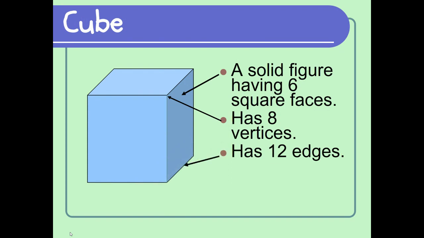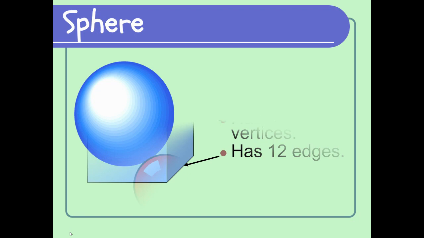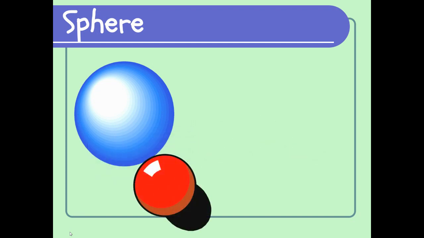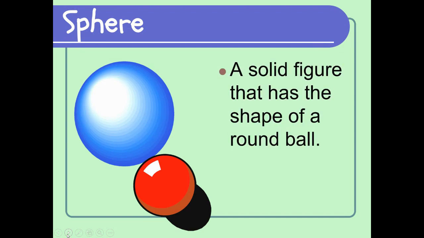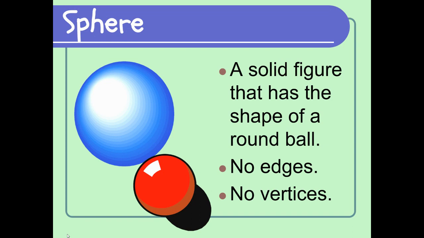All right, moving on to our cube. Our cube is a solid figure that has 6 square faces. It has 8 vertices and 12 edges. Our sphere is special, just like the circle. It has nothing. It has 0 faces because it's just big and round. It has 0 edges, and because it has 0 edges, it has 0 vertices. It's a 0, 0, 0, just like when we're talking about the circle when we discuss 2D shapes. A sphere is a solid figure that has the shape of a round ball. No edges, no vertices.